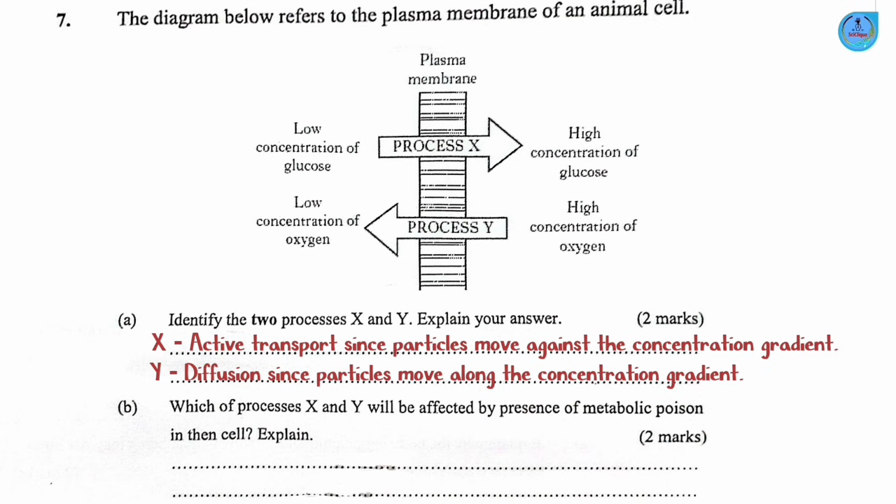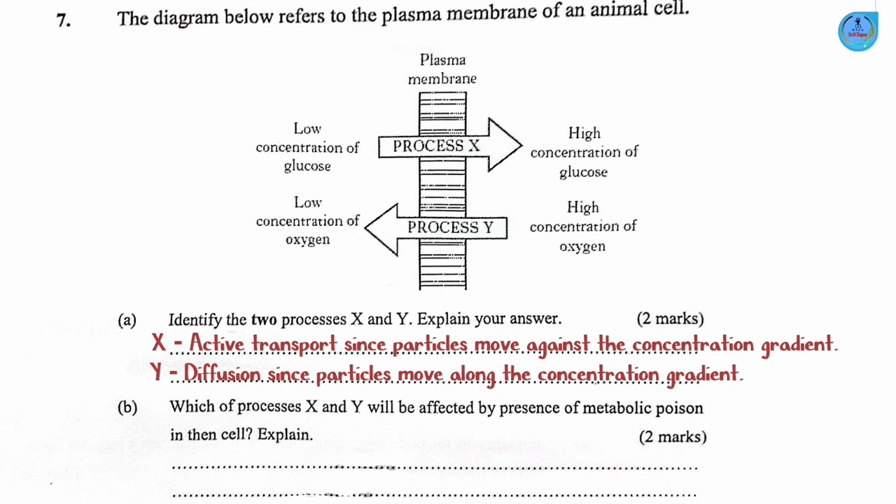Which of the processes X and Y will be affected by the presence of metabolic poison in the cell? Explain. Okay, first let's start with this. What is a metabolic poison? So these are substances that interfere with the normal activities that happen within the cell. So usually they tend to target enzymes that are involved in respiration, okay, or other components involved in respiration. So these are chemical substances that simply interfere with the process of respiration.